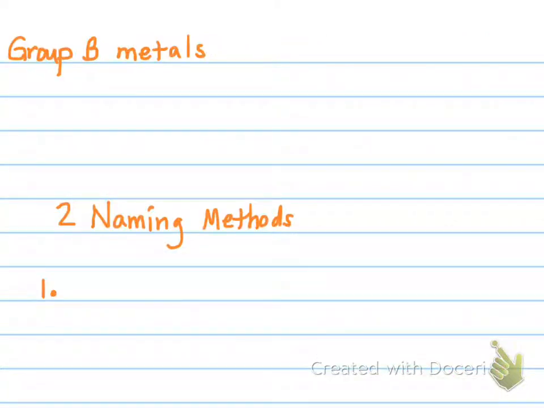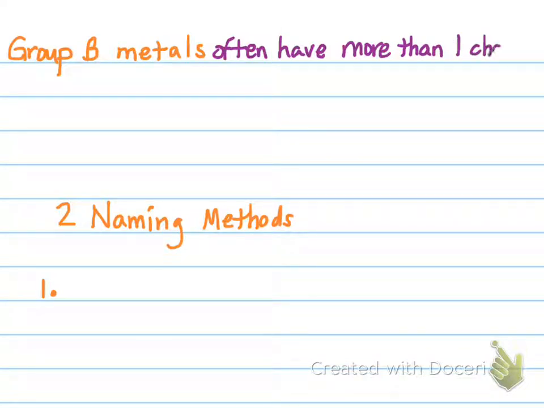So, for the group B metals, they often have more than one charge. Which is what makes them more complicated. For the tall columns that we've just been talking about, they only ever have one possible charge. But when we get into those short columns and underneath that heavy stair-step line, the inner transition metals, they sometimes have more than one possible charge.